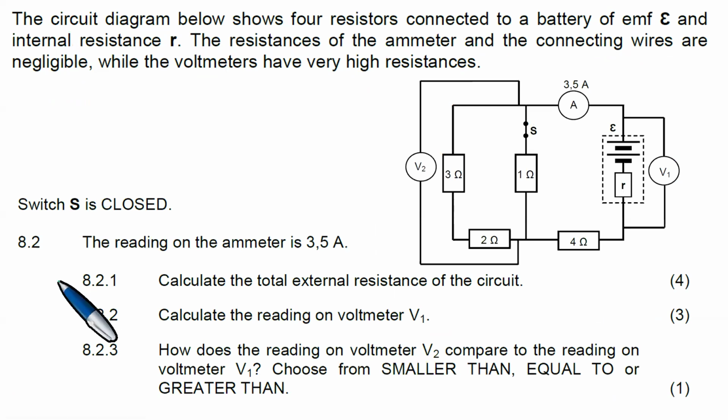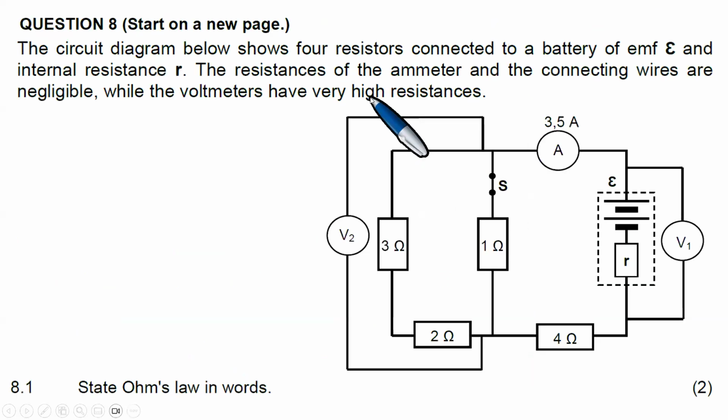Switch S is closed. The reading on the ammeter is 3.5 amperes. Calculate the external resistance of the circuit. The diagram below shows 4 resistors connected to a battery of EMF E and internal resistance R. The resistance is of the ammeter. Okay, let us first look at Ohm's law here.